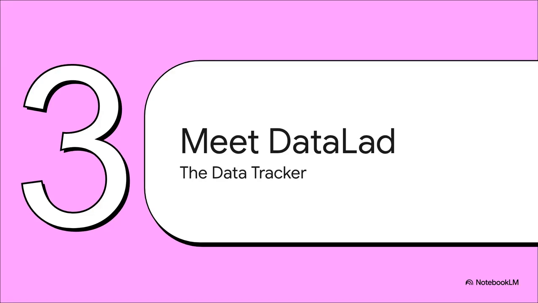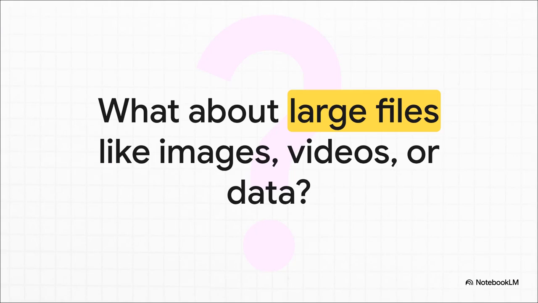So Git is amazing, right? But it's not perfect for everything. It has a kind of Achilles heel, actually. And that brings us right to section 3, meet DataLad, the data tracker. So what's Git's big weakness? Well, like we said, it's a master with text, but you throw a big file at it, like an image, a video, a giant scientific data set, and it kind of chokes. It just wasn't built for that stuff.